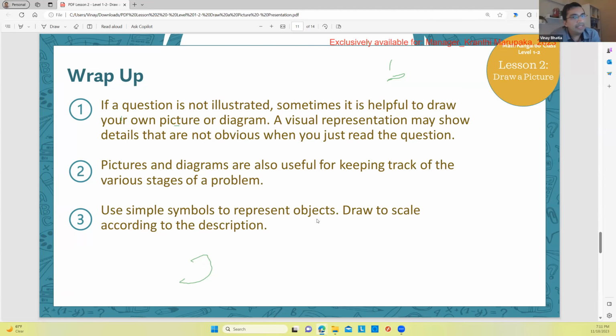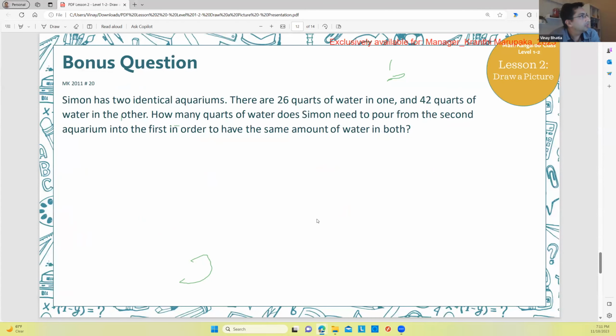Shall I go to the next slide, which is like the bonus question? There's a bonus question. This is more tough. Simon has two identical aquariums. There are 26 quarts of water in one and 42 quarts of water in the other. How many quarts of water does Simon need to pour from the second aquarium into the first in order to have the same amount of water in both?